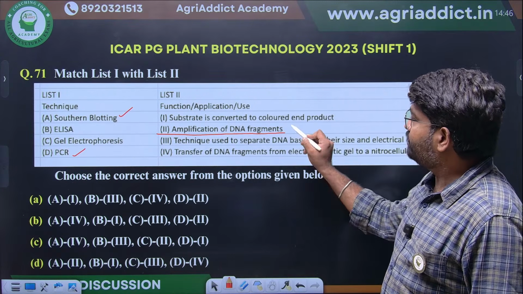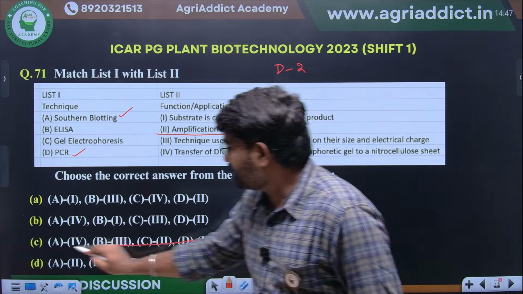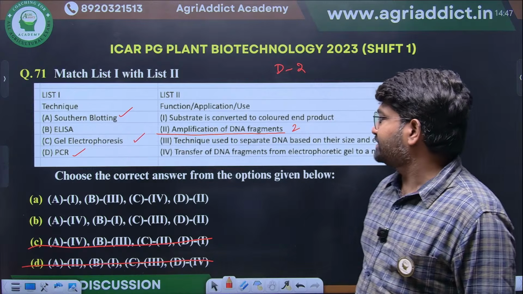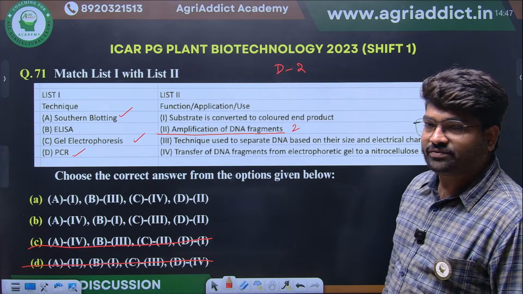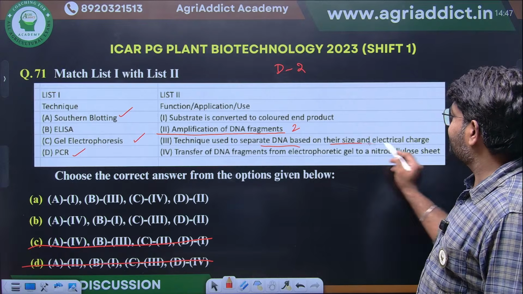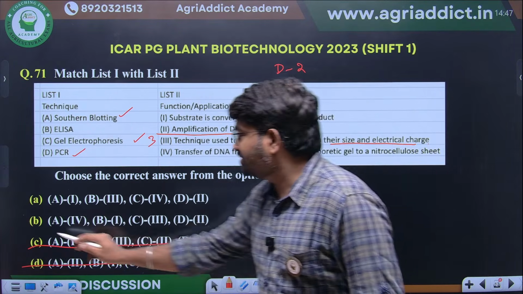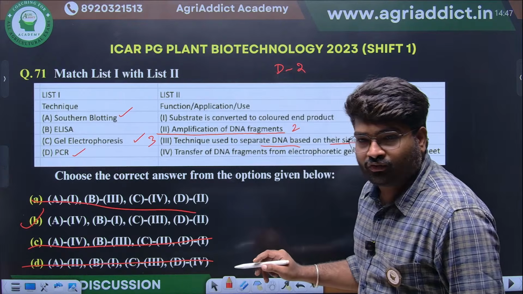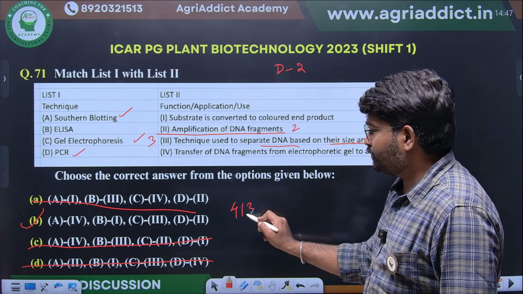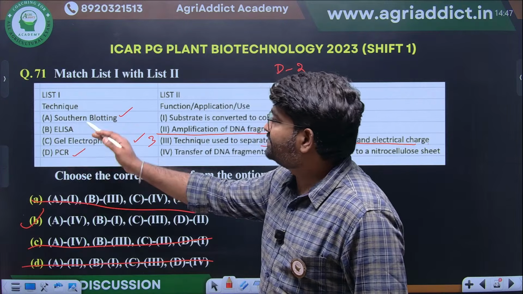So PCR matches D. Then gel electrophoresis. What can we do with gel electrophoresis? We can separate the DNA based on size and charge. So 3 will come, 3 only. So this is the right option. Yes, 4132. Option B is the right option. Excellent. Then we can see the remaining things.